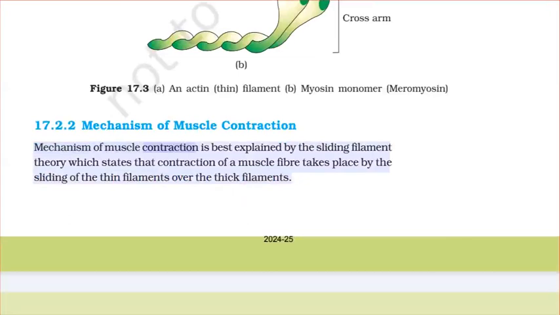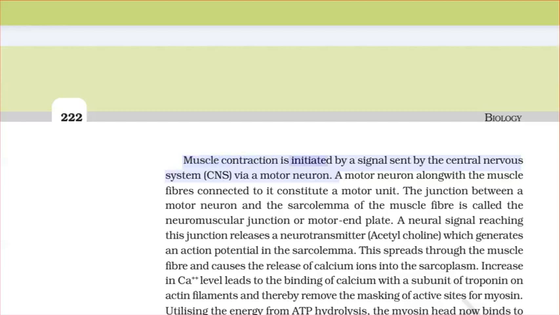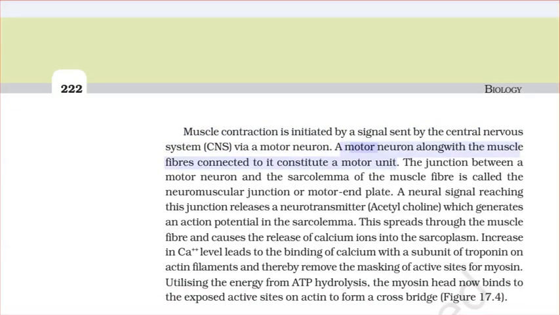Mechanism of muscle contraction is best explained by the sliding filament theory, which states that contraction of a muscle fiber takes place by the sliding of the thin filaments over the thick filaments. Muscle contraction is initiated by a signal sent by the central nervous system, CNS, by a motor neuron. A motor neuron, along with the muscle fibers connected to it, constitute a motor unit.